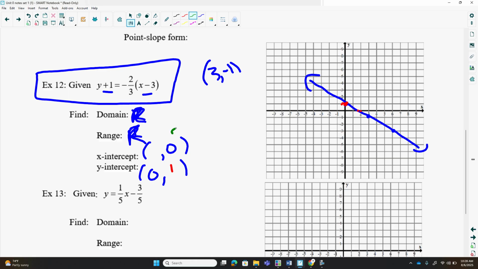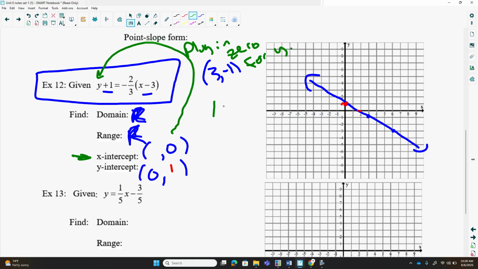Take this 0, which is your y, and plug it in right there. This is where you're going to say plug in 0 for y. That's how you find an x-intercept. So 1 equals negative 2 over 3x minus 3.